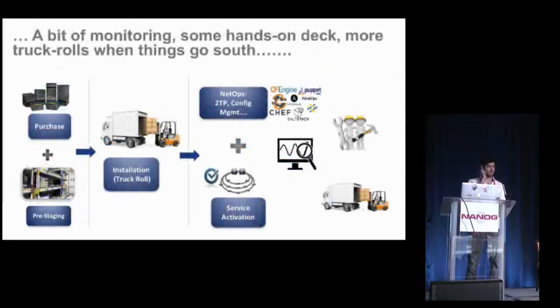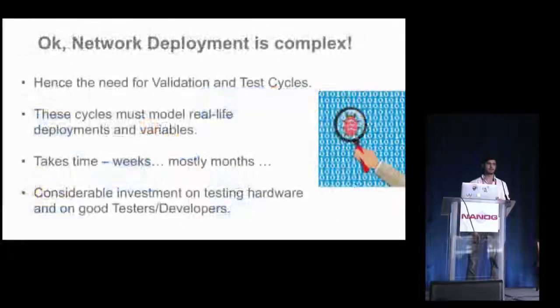But then maybe we need a bit of monitoring and some hands on deck in case things go wrong. Some more truck rolls when devices fail, and a few more people who know what's going on the devices. So I think what we're really realizing is that network deployment is complex. To start off, we always think about some of the granular pieces of what's actually involved in network deployment.